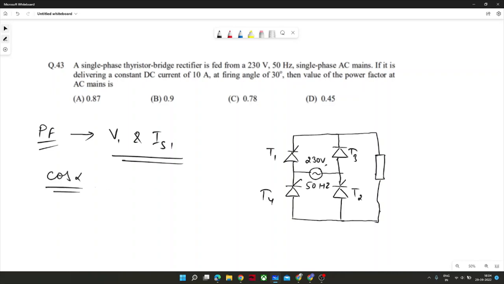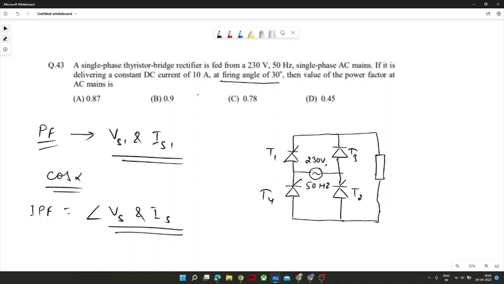That depends upon the firing angle. And the input power factor, which is defined as the angle between Vs and Is, okay, with Vs1 and Is1, that is known as fundamental power factor or distortion power factor. And the actual power factor of the overall circuit, with the overall or total components of voltage and current, that is known as your total input power factor, right? So we were asked this one, and this firing angle was provided in the problem.